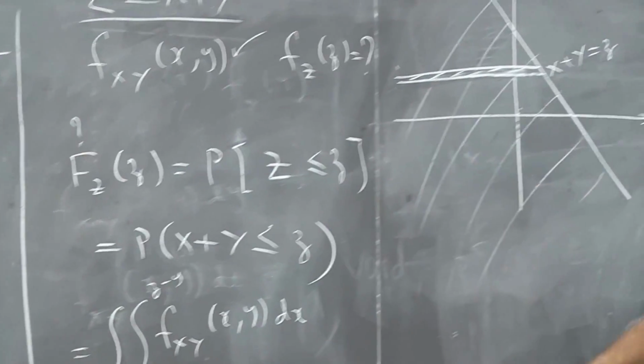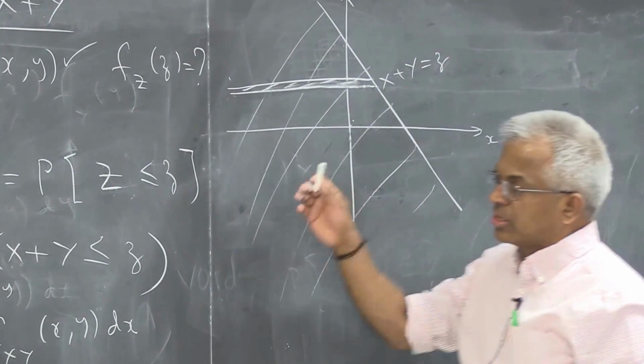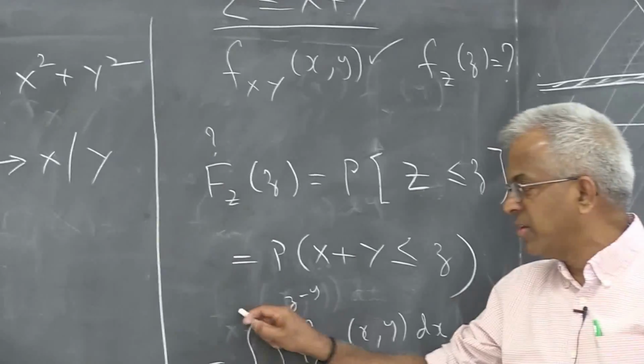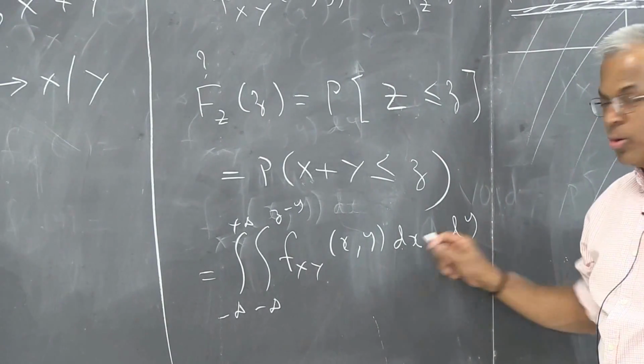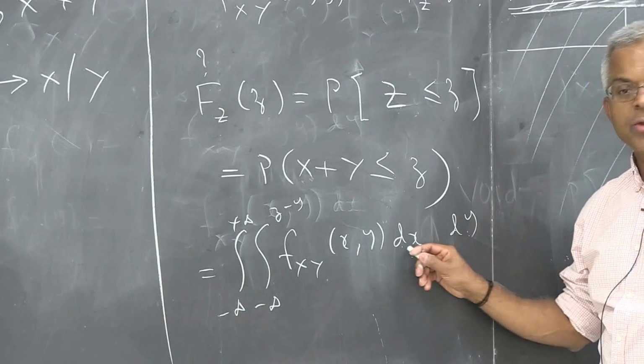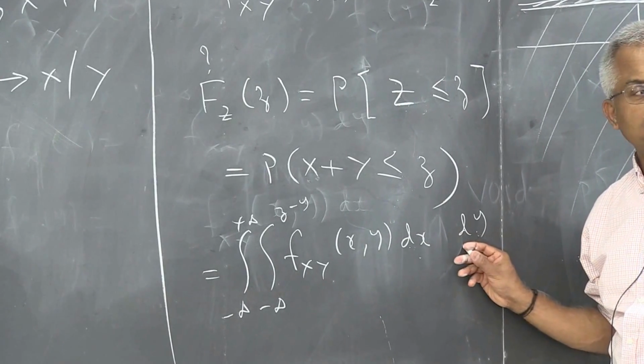And y, how about y? Looking at this diagram, when there are no restrictions, y goes from minus infinity to plus infinity. That will be y. So don't write here carelessly dx dy or dy dx. If I write something, you should mean it.